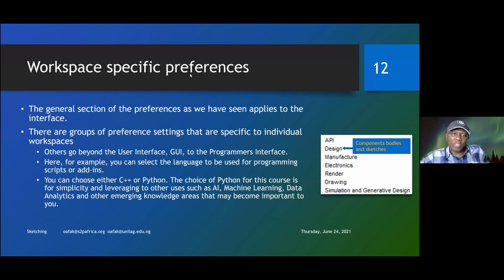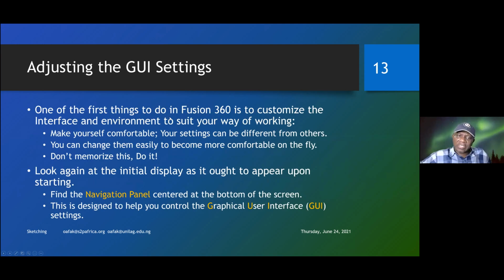So there are workspace specific preferences and you'll see them. Now, you can also adjust some of the other GUI settings. One of the first things you do in Fusion 360 is to customize the environment to suit yourself. Make yourself comfortable. Your settings can be different from others. You can change existing settings to become more comfortable on the fly. Don't memorize this, just do it.